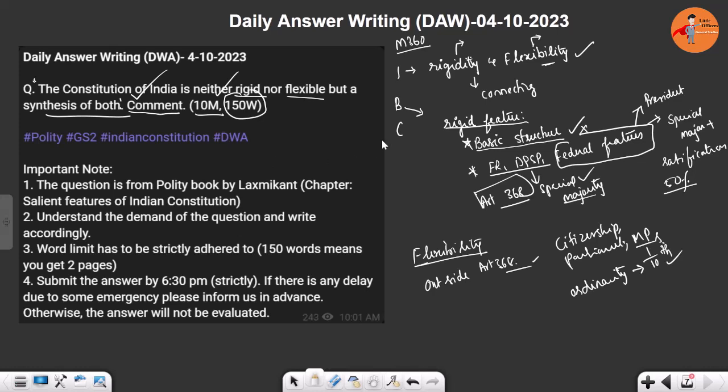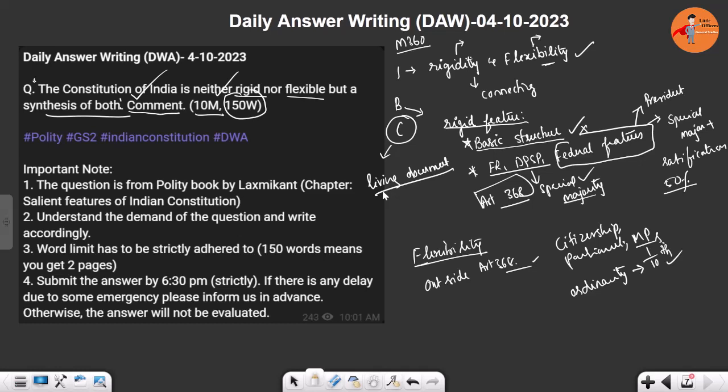Now the conclusion, again we have to write it in an optimistic manner, on a very positive note. How can we put the conclusion here? Simply say that this rigid and flexible synthesis of the Indian Constitution has made it a living document which gets adjusted to the changing needs of society as time progresses.